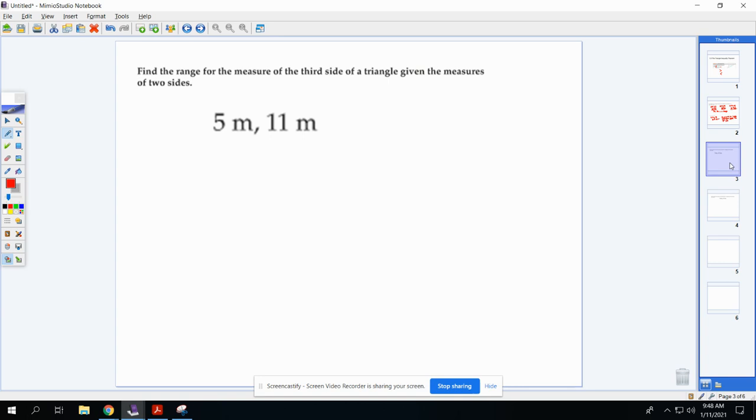Let's go ahead and talk about this question. It says, find the range for the measures of the third side of a triangle given the measures of two sides. We've got these two numbers here, 5 and 11, but we don't know what the third side is. So we need to set up some inequalities to help us solve for that. We're going to say that our third side is x. And this is what we're going to need to do. We're going to have to make two inequalities here.